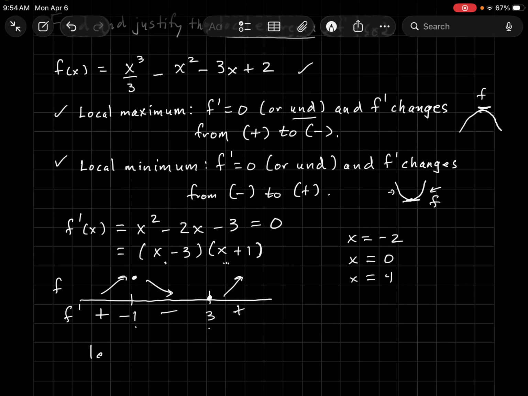There is a local max, that'll be our abbreviation, a local max, at x equals -1. Why? Because f prime is 0, and f prime changes from positive to negative. And there is a local min, min being our abbreviation for minimum, at x equals 3. How do we know? Because f prime is 0, and f prime changes from negative to positive.